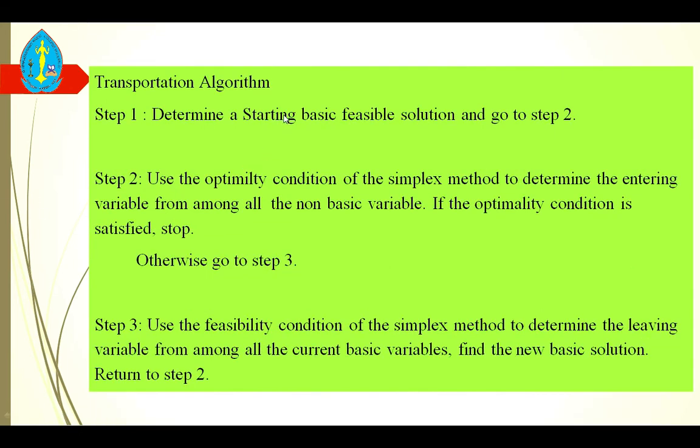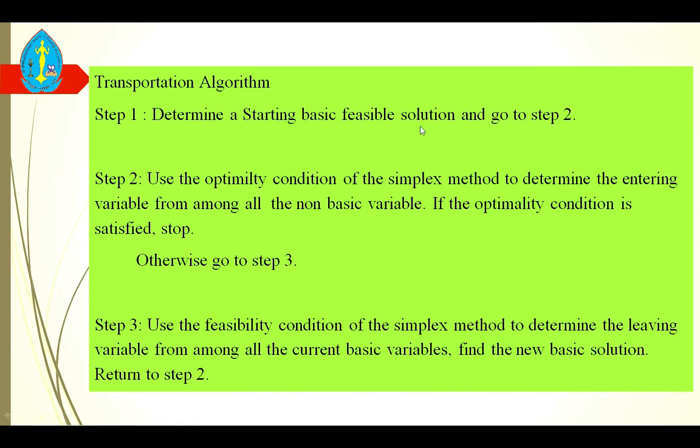Next, the transportation algorithm has 3 steps. The first step is to determine a starting basic feasible solution and then go to step 2. In step 2, use the optimality condition of the simplex method to determine the entering variable from among all the non-basic variables. If the optimality condition is satisfied, then we can stop. Otherwise, go to step 3.